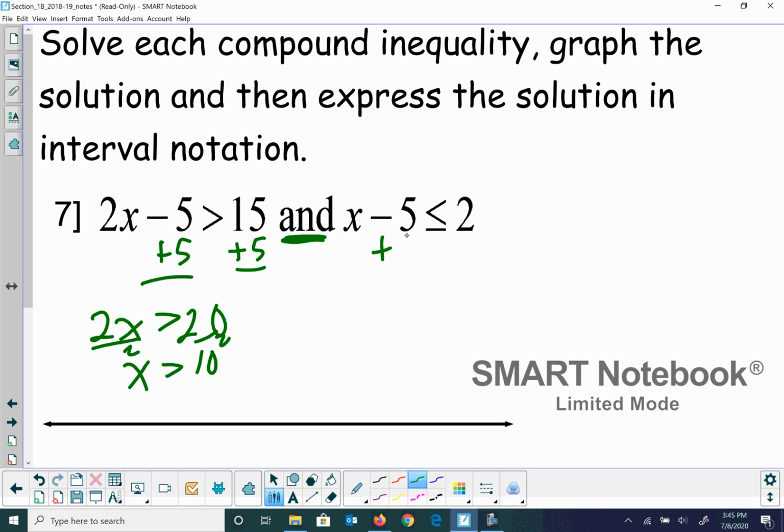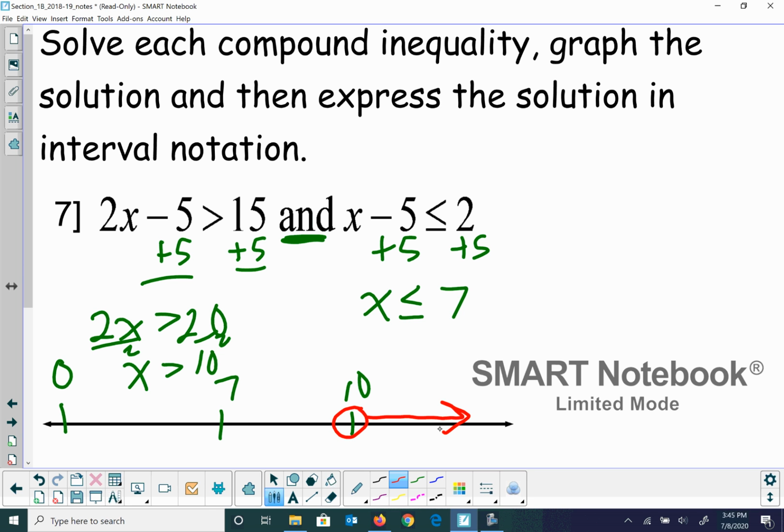Okay, and then I'm going to add 5, add 5. So I get x is less than or equal to 7. So let's think about this on a number line. I have 7 here. I have 10 here. Again, 0 is way down here. All right, so I have an open dot at 10 and it's shading this way. Agree? What is this? Well, it's a solid dot. I want values less than 7.